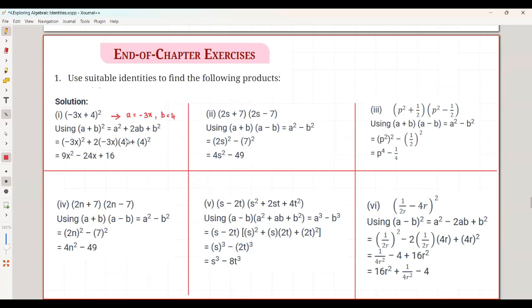Okay, just expand. (-3x) the whole square means it will become plus 9x square. So 2 into -3 is -6, -6 into 4 is -24. 4 square is 16. So this is the answer.